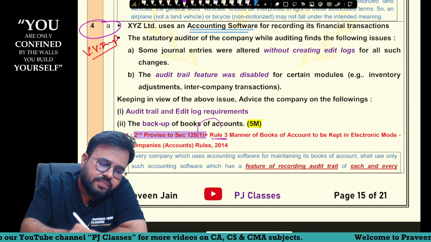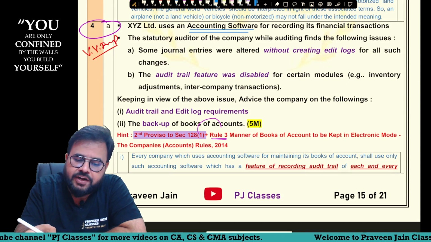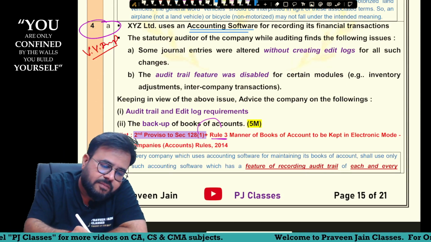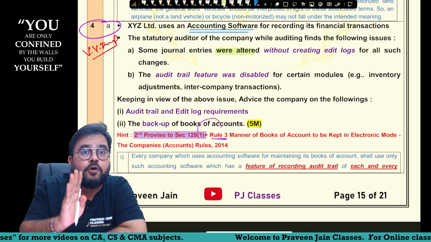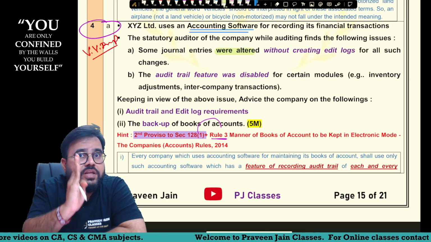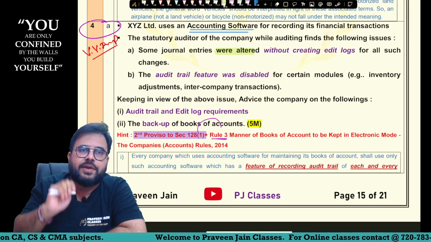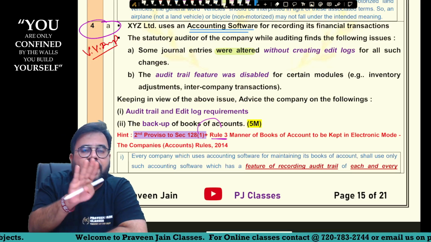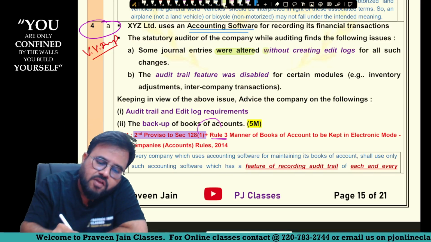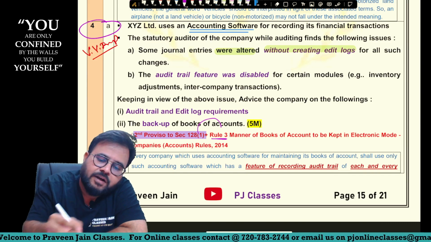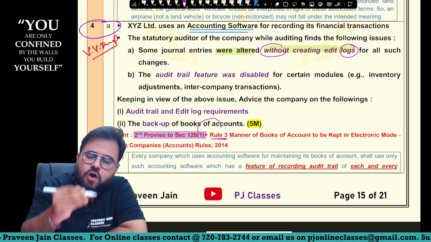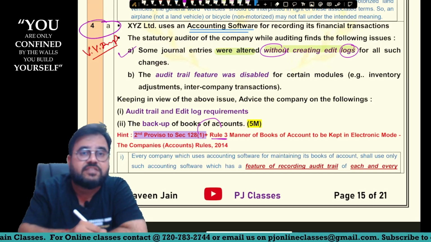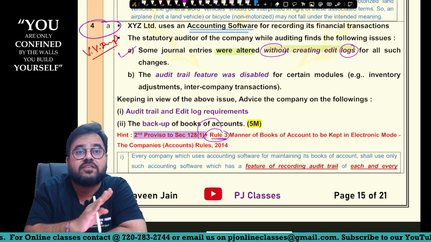Okay, now the statutory auditor of the company, while auditing, finds the following issues. Some general entries were altered. Now alteration is allowed, but when you do the alteration, a log has to be created. Log is nothing but what, sir? We have to record what was the journal entry before and what was the journal entry afterwards, sir. Without creating an edit log, that means what is not created? Logs are not created, sir. So do you think this is right? Answer is no. As per rule 3, this is not allowed.